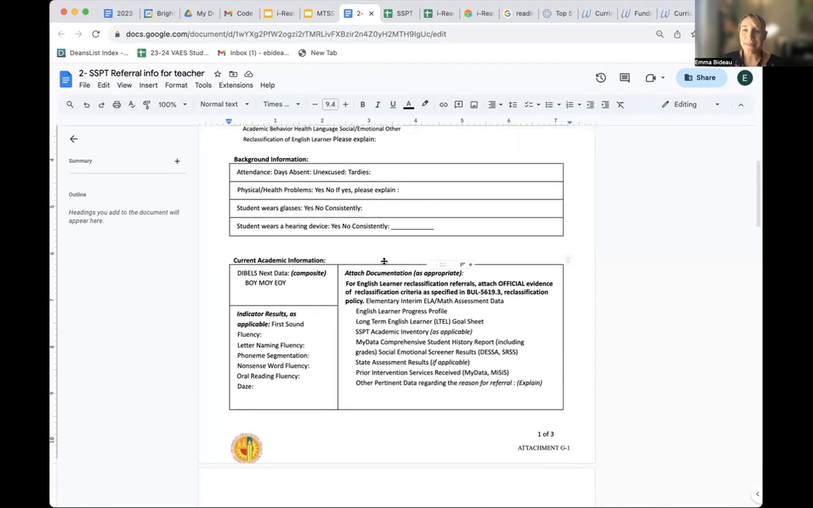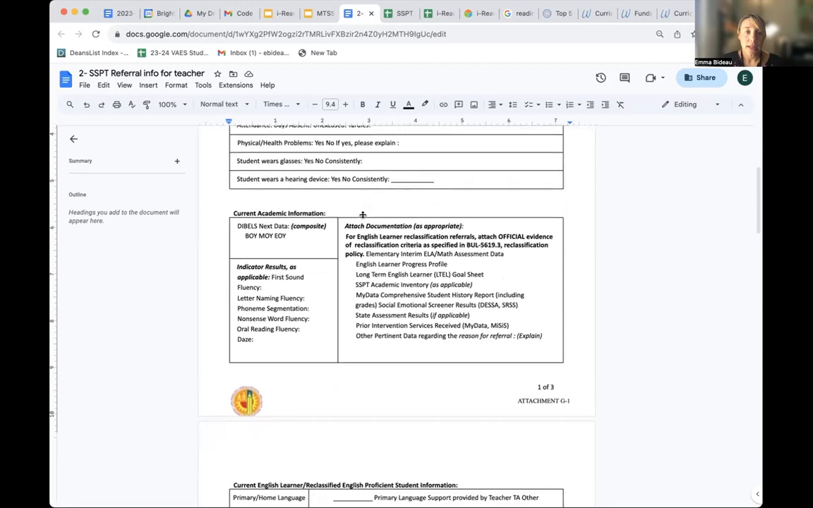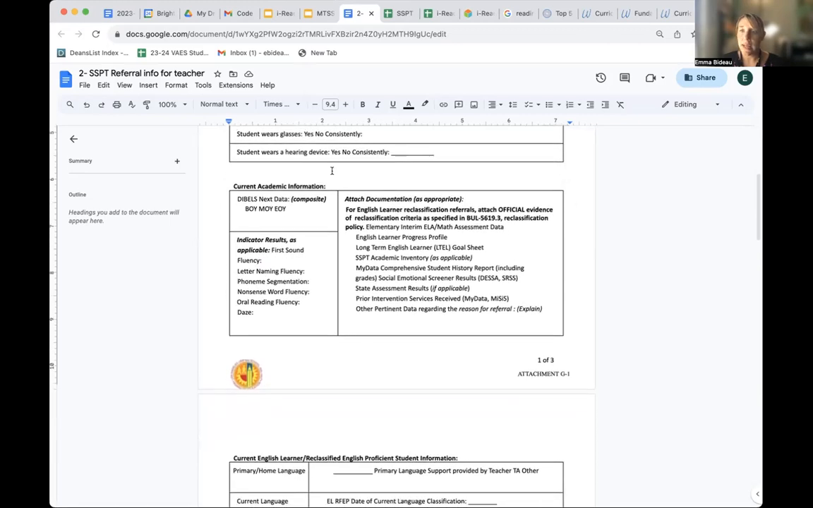Then also some more background information that we didn't have on the other one last year is attendance. If a student has a lot of absences or they are late every single day, we need to know that, as well as if they need any accommodations like a hearing device.